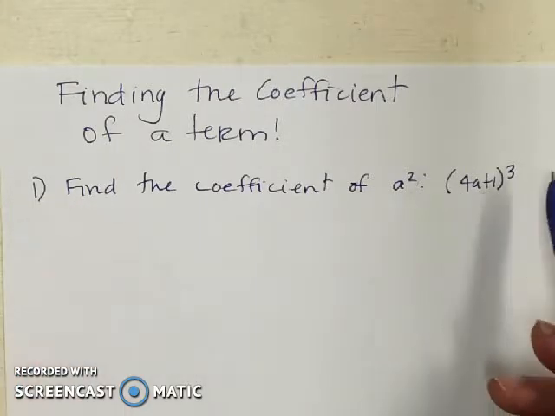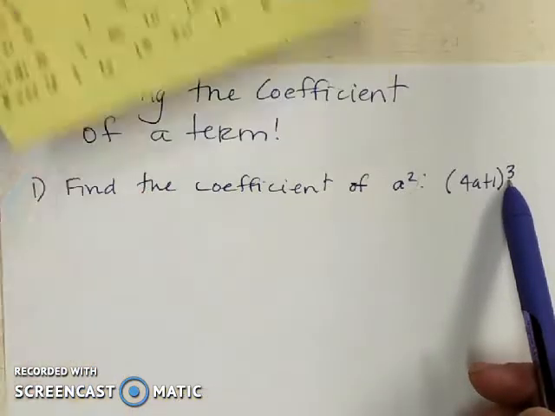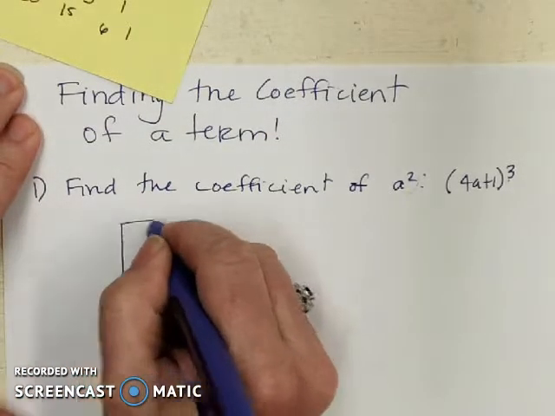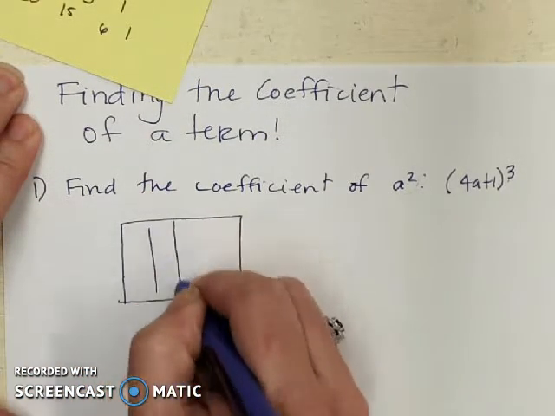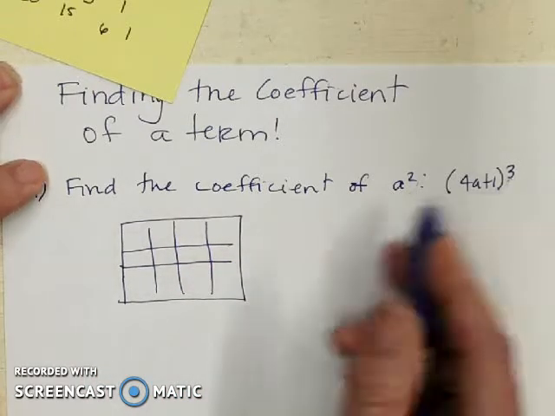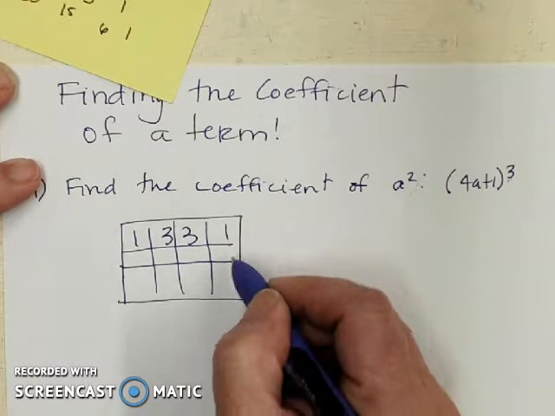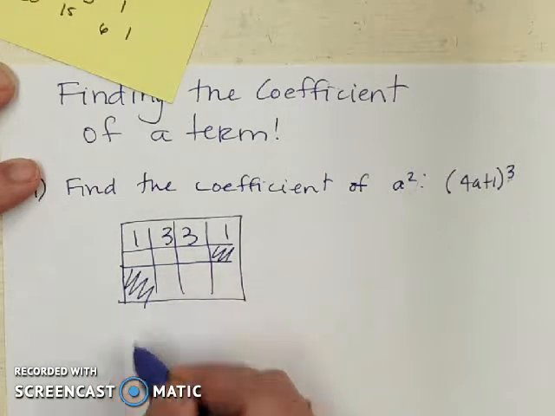So using your triangle, knowing what your numbers are. If it's to the third power, I know that I'm going to have 4 terms. I might have made that a little bit skinny. I'm going to have 4 terms because it's to the third power. My coefficients are 1, 3, 3, and 1. I don't need this box. I don't need this one.